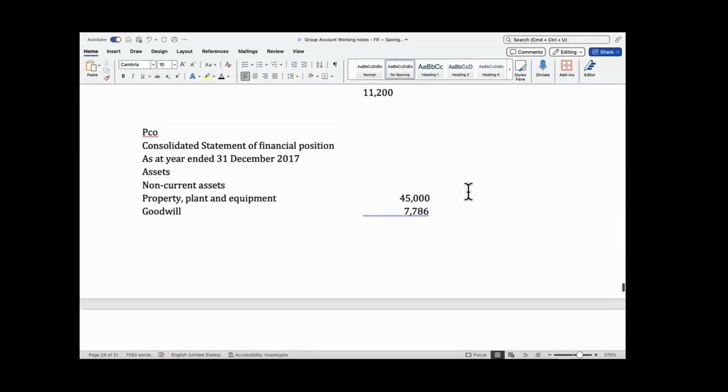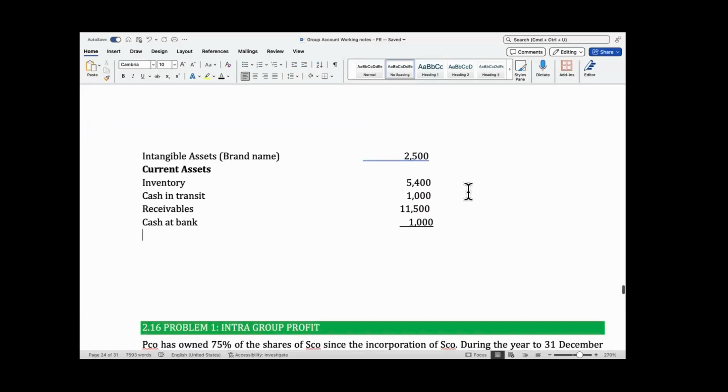So can you help me add 45,000 plus 7,786 plus 25 plus 54 plus 1,000 plus 1,000 plus 11,500. So my total assets is 74,186.